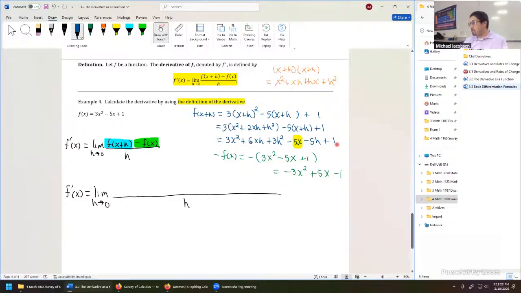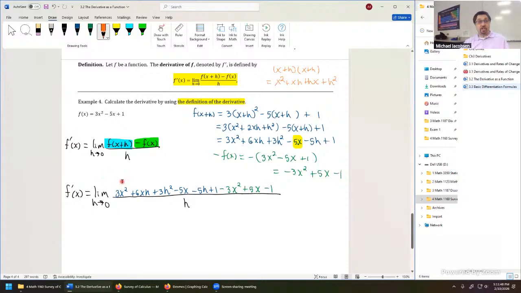Let's drop in this component. 3x squared plus 6xh plus 3h squared minus 5x minus 5h plus 1. Now I'm substituting all this in with the sign, so we can just copy that in directly. Negative 3x squared plus 5x minus 1.